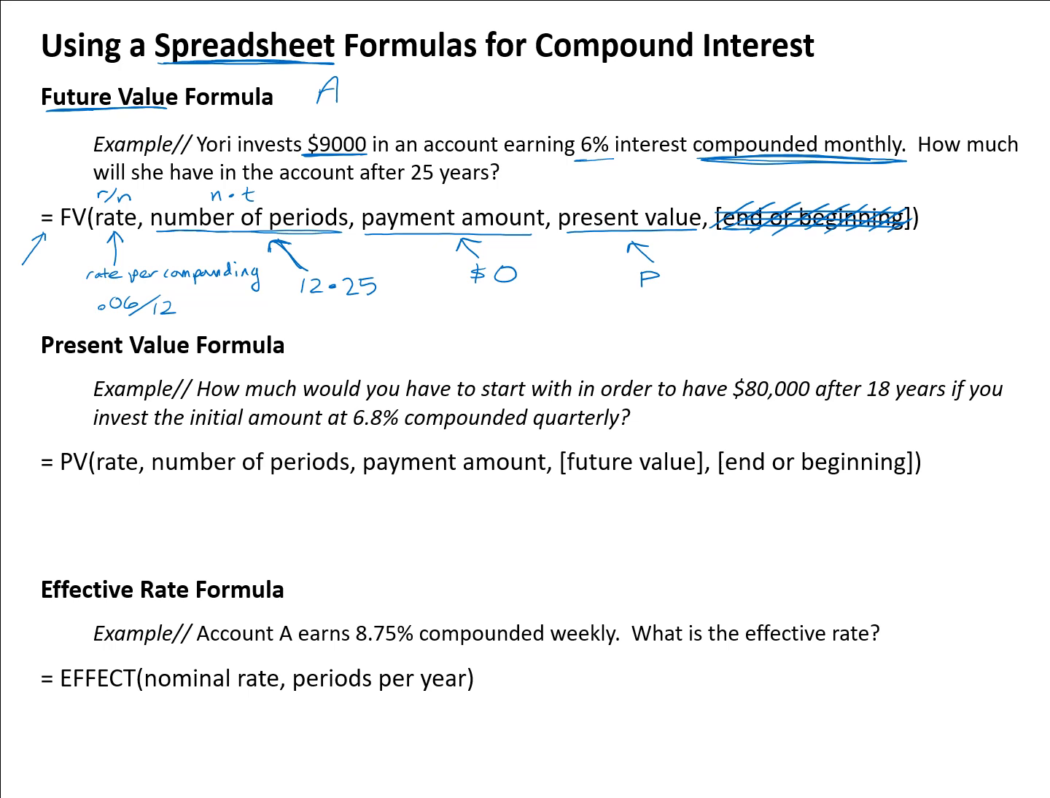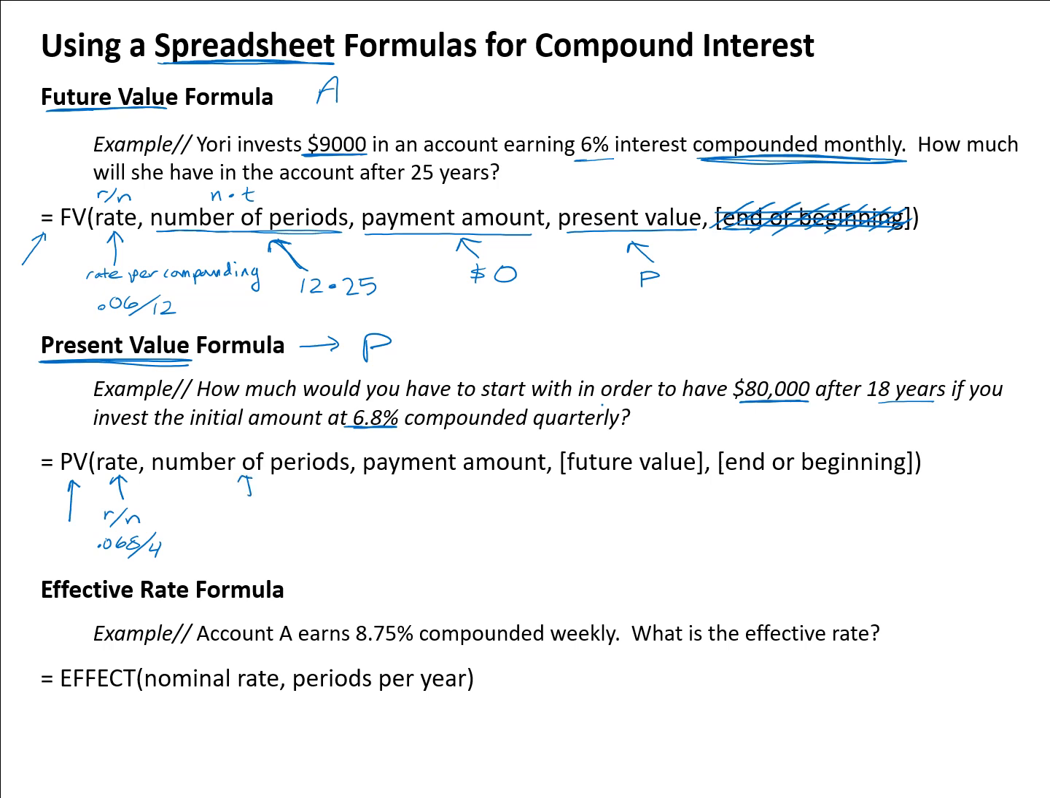So we'll look at that in a minute in the actual spreadsheet in Google Sheets, but I want to just point out that the present value formula is almost identical, except for present value, we are going to have PV for present value, and remember with present value, we're finding P in the formula. The rate is still going to be R divided by N. So in this example that we did where we were trying to get to a future value of $80,000 after 18 years, if you have an initial amount invested at 6.8% compounded quarterly, we would be using a rate of 0.068 divided by 4 for quarterly.